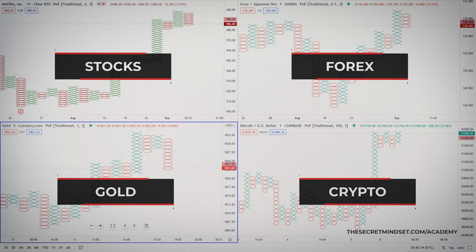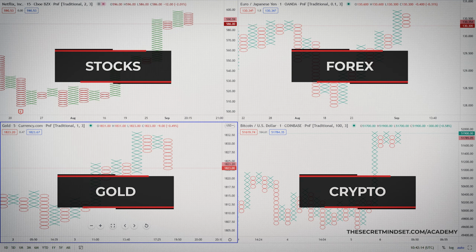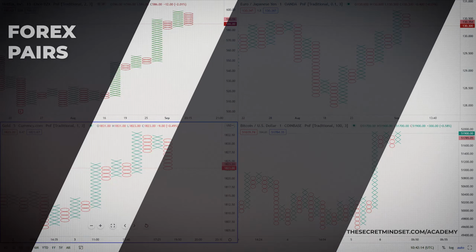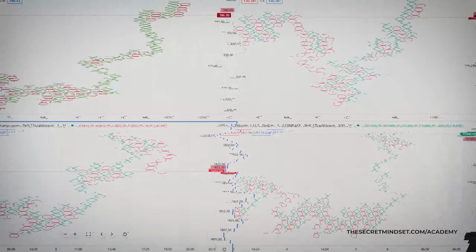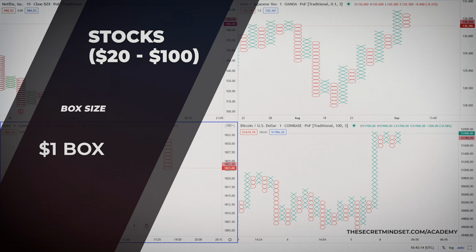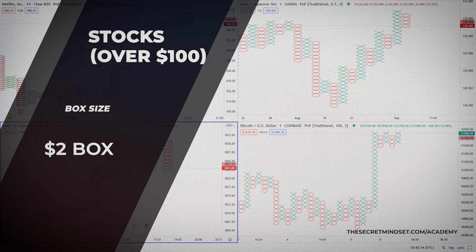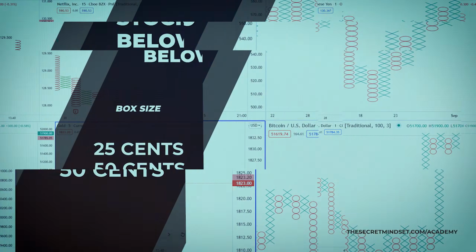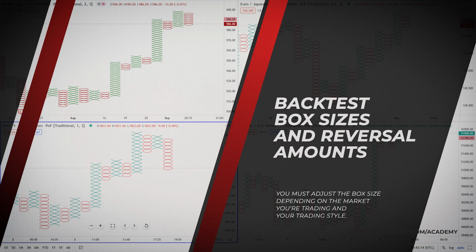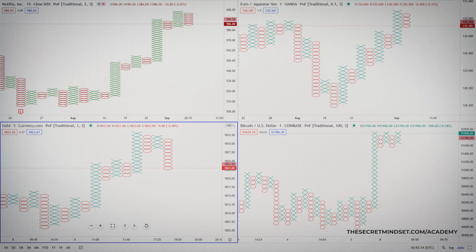I don't use the ATR method because I prefer to have full control, so I set the box size manually depending on the market I'm trading. For Forex, box sizes of 10 or 20 pips are a good start to backtest. For stocks valued between $20 and $100, I use a $1 box. For stocks above $100, I use a $2 box. If you trade penny stocks, use 50 cents or 25 cents boxes. These are just a good starting point. You can adjust the box size depending on the market you're trading and your trading style.